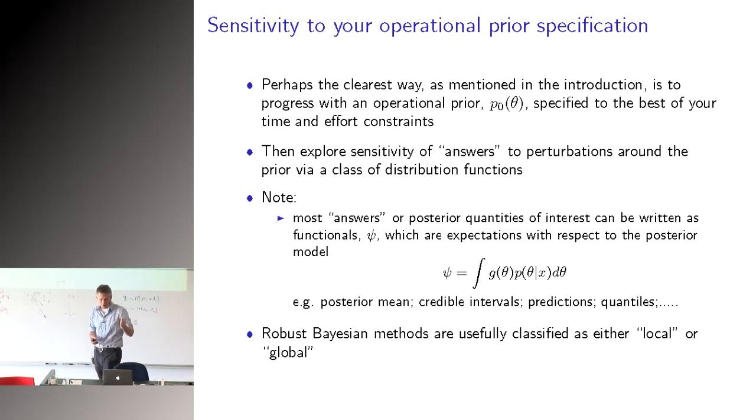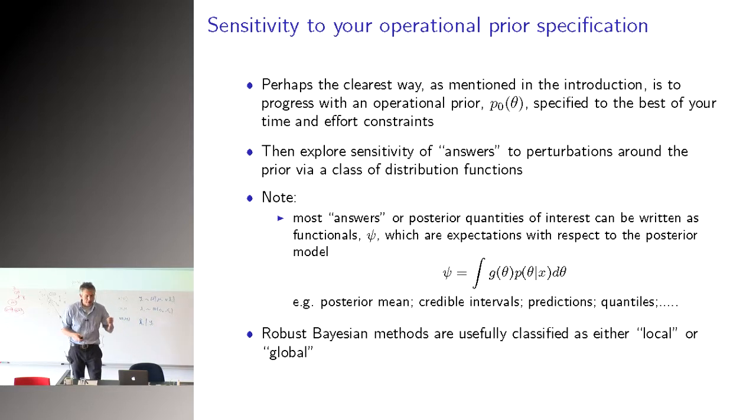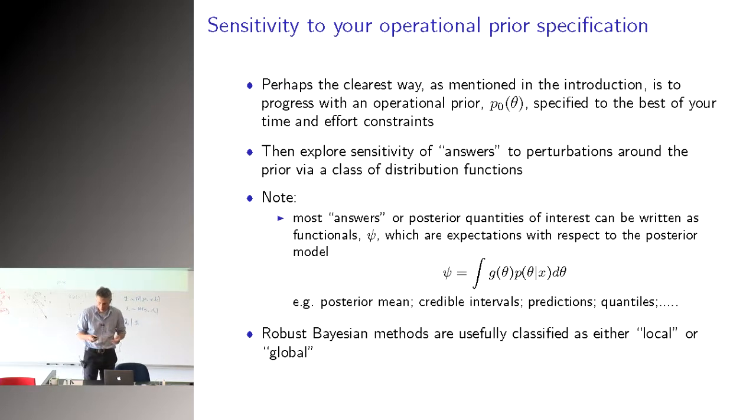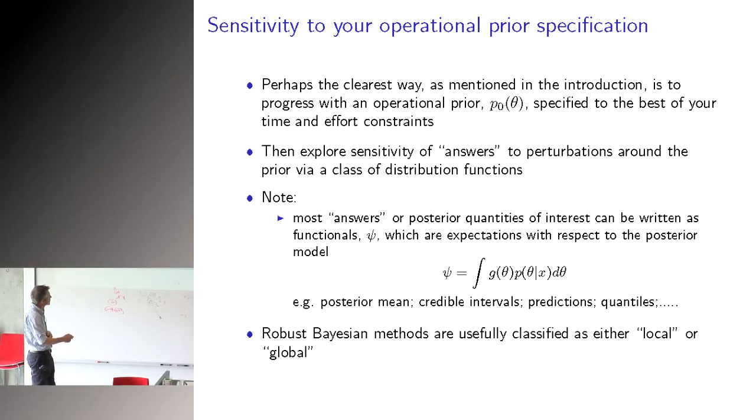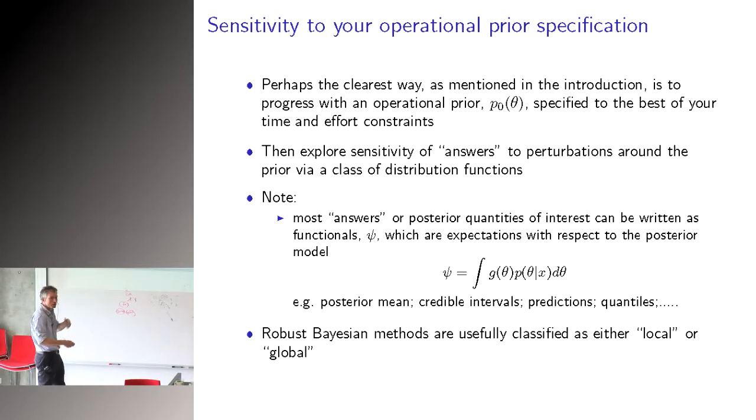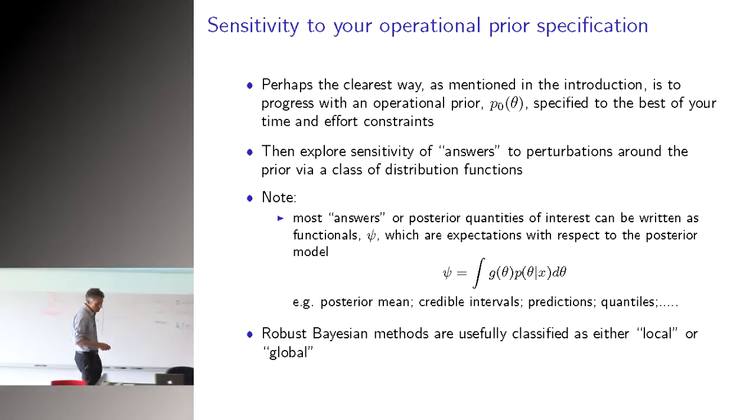And when I say answers, what do I mean? Formally, I'm going to talk about posterior quantities of interest, namely expectations, or functionals under the posterior distribution. So most questions that you ask with a statistical model can be given as functionals, where g is some loss or cost function, and p of theta given x is the posterior distribution. So if you ask me the posterior mean, credible intervals, predictions, quantiles, all of these you can write down as functionals.